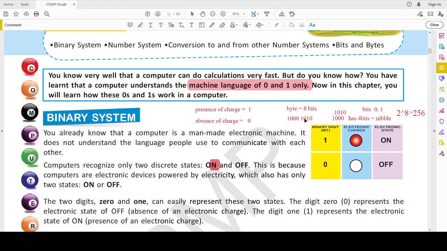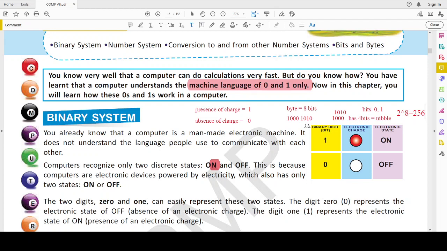10 is written as A in hexadecimal, and this is 8, so 8A. The representation becomes a compact one. For this reason, other number systems like hexadecimal or the octal number system are also used. Mostly the hexadecimal number system is used. So we will see one after the other.